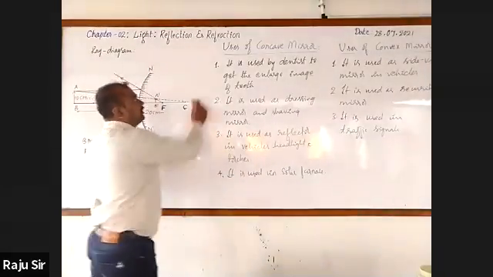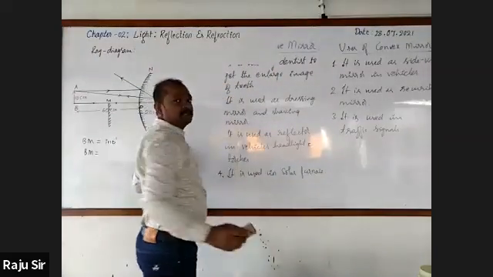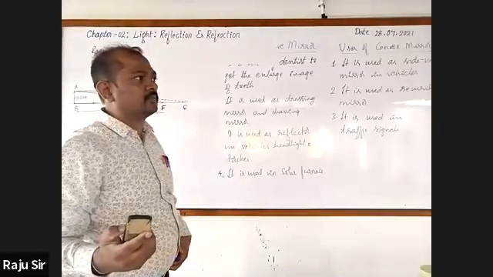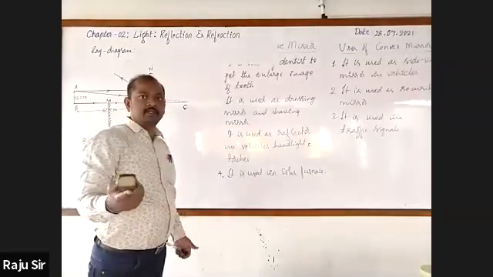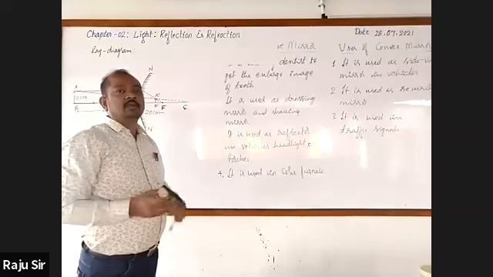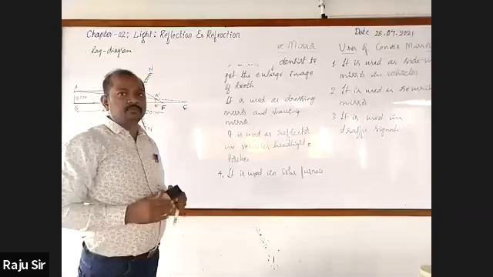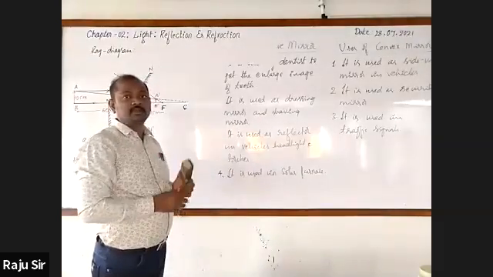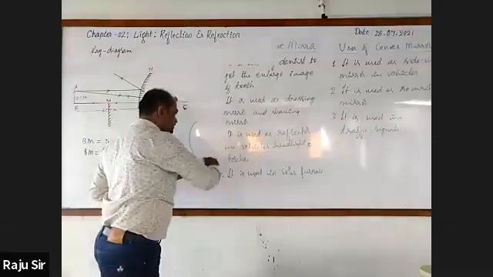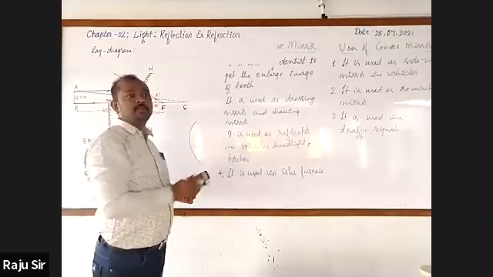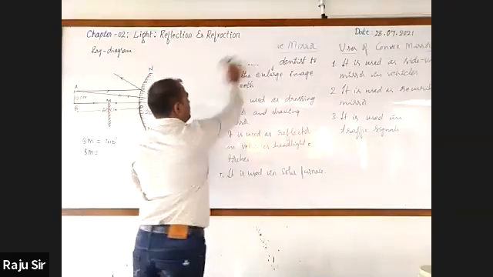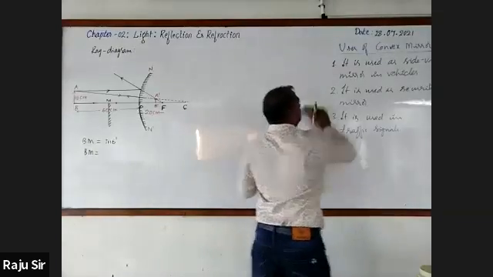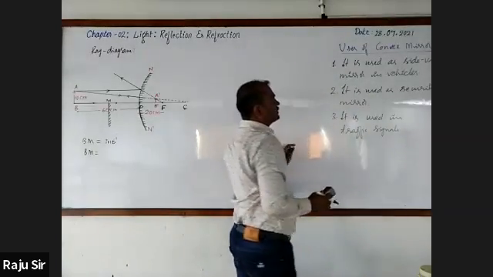Sir, it is also used in street lights, no, sir? Convex mirror is also used in street lights as a reflector? No, a convex mirror will not be used. He is telling that in the street light there is just glass which is bulged outward. What is the second point of convex mirror? It is used as a security mirror.